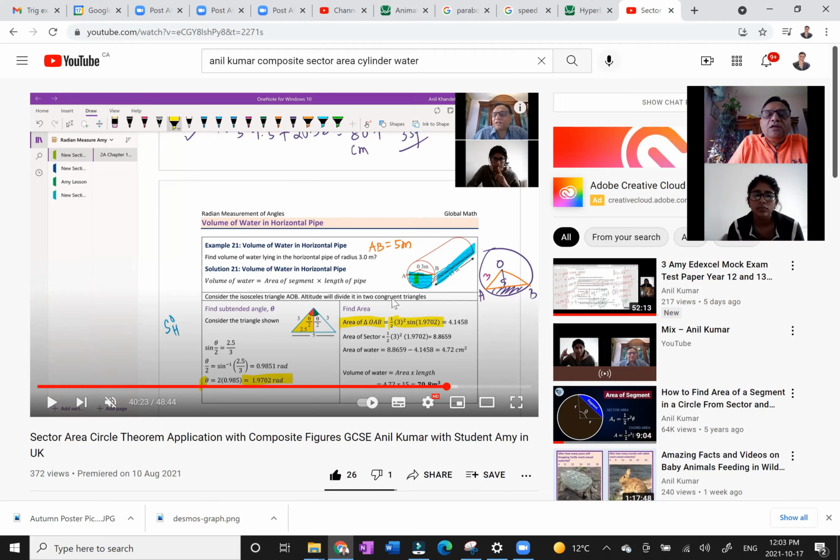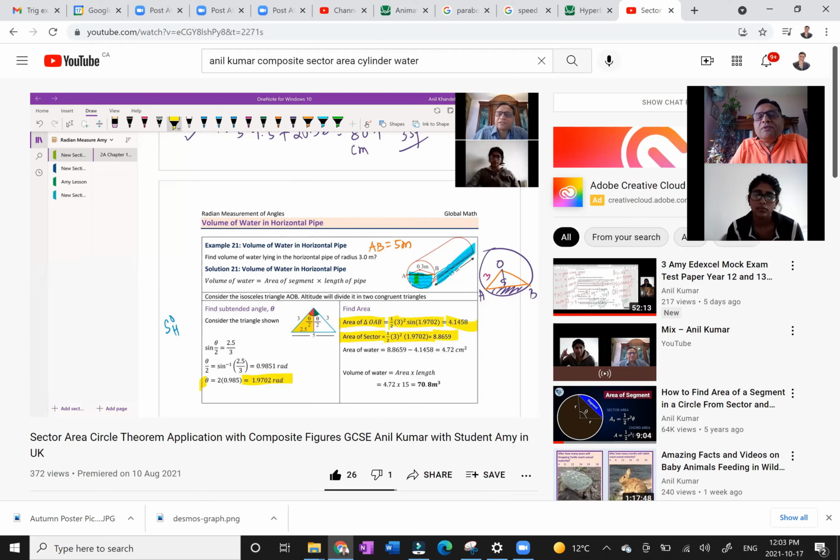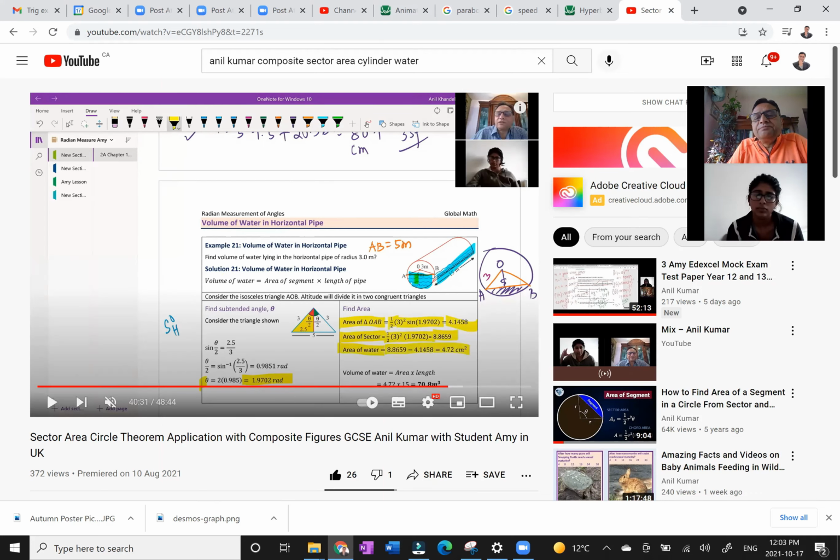Yeah, it's given here. So what you see is that the chord length of the water width is 5 meters, right? So you can use this chord length and this 3 meters radius, correct? Is the height 3 or 5? Find the volume of water lying in a horizontal pipe of radius 3 meters. So the radius is 3, and 5 meters is the width of the chord. Then you have to find the volume of the water, correct?